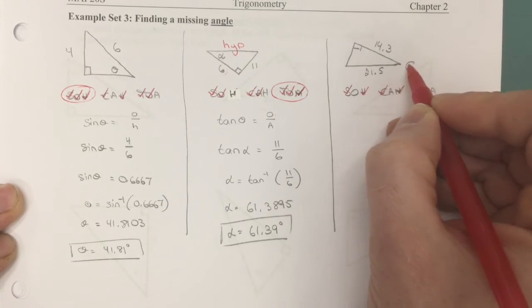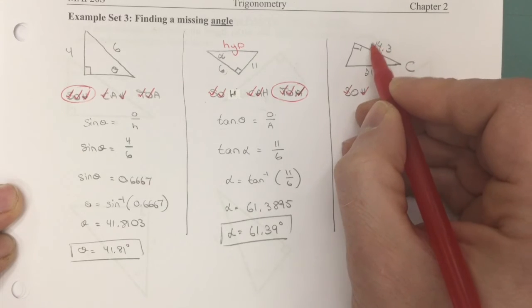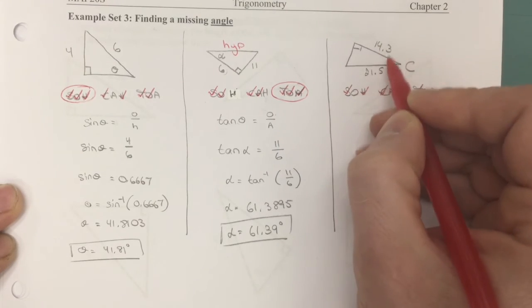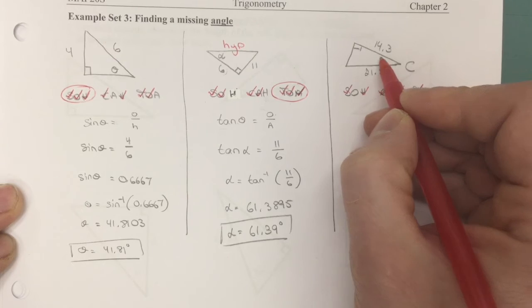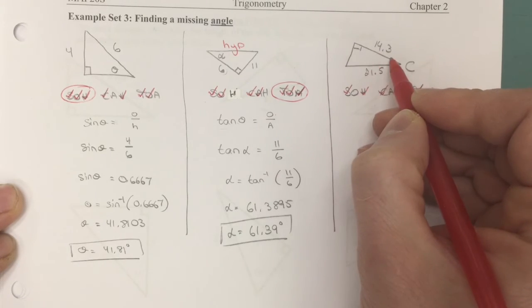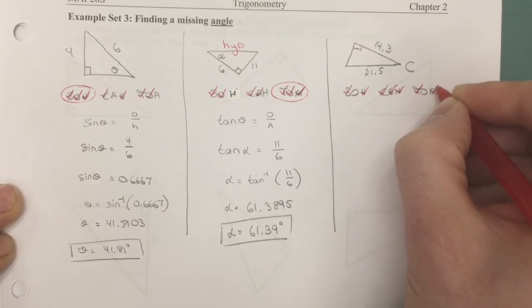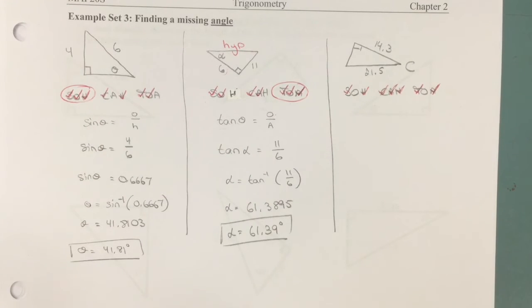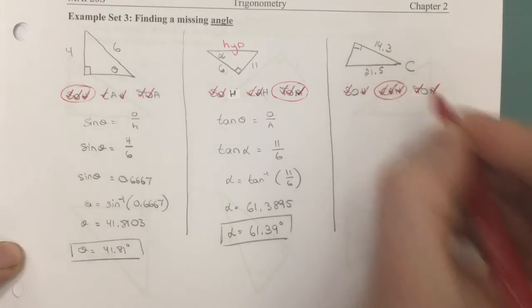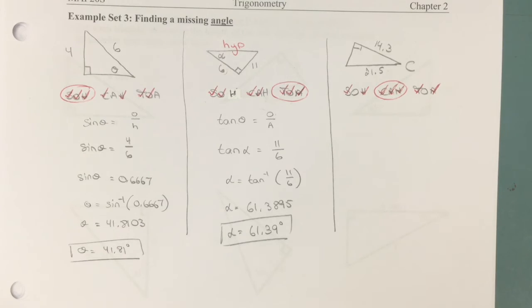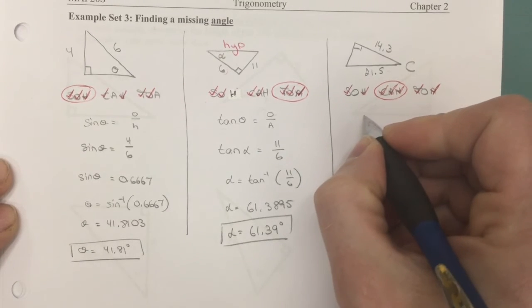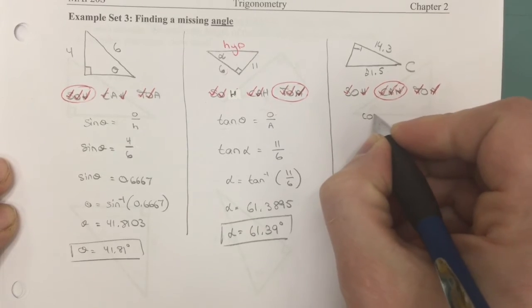From the perspective of this angle now, we have this side here. And from the perspective of that angle, this side, it would be the adjacent side. So I have the adjacent, so I'll put a check mark through all the A's. That leaves me with using the cosine. And I'll set that up with the equation first.